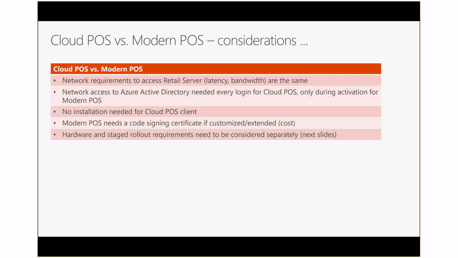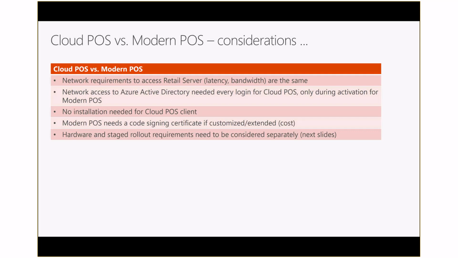The main big difference, of course, is that Cloud POS does not actually need to be installed. We just point a browser, and different types of browsers are supported, to the URL and we activate the browser instance, and that's pretty much it. With Modern POS, we also activate the instance by pointing to the retail server URL, but we can only do that after an installation has taken place.